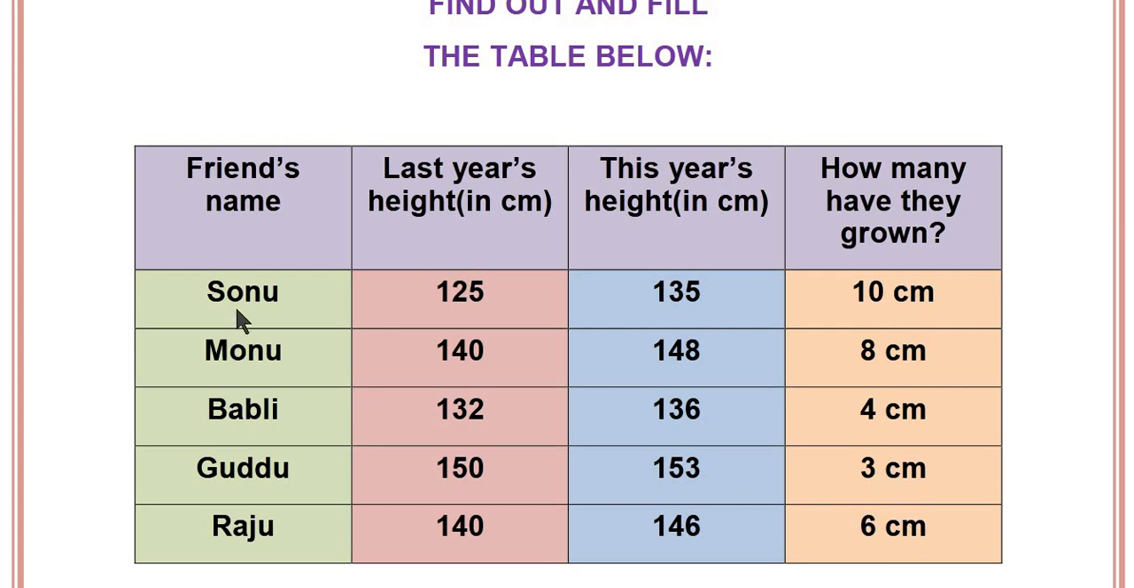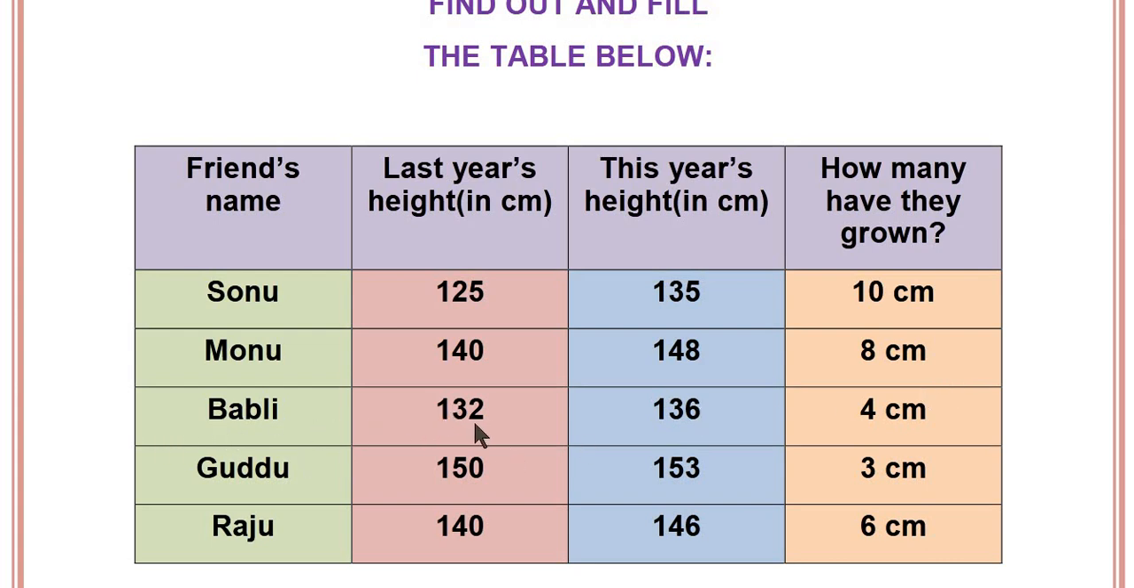So first friend name is Sonu. Last year 125 centimeter, this year 135 centimeter. 135 minus 125 is equal to 10 centimeter grown. Sonu grown 10 centimeter. Monu last year 140 centimeter, this year 148 centimeter. 148 centimeter minus 140 centimeter is equal to 8 centimeter.